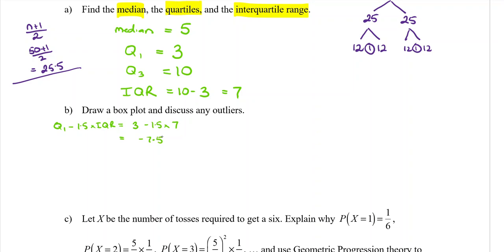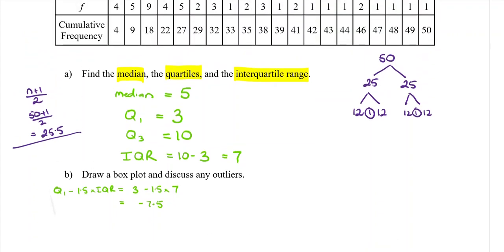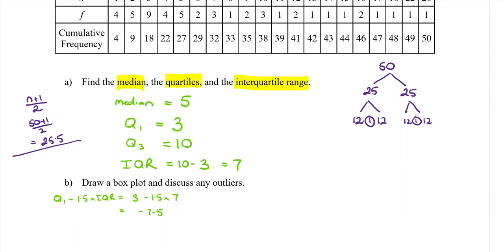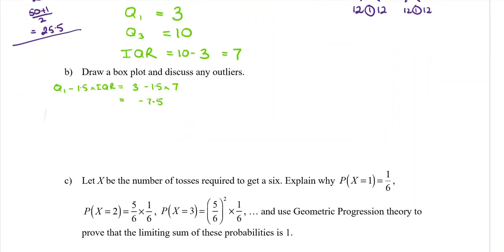Minus 7.5, is that right? Okay, good. So that would mean any score below minus 7.5 is going to be an outlier. I don't have any scores below minus 7 because it's not possible to throw something a negative number of times. So I'm not going to have any outliers on the lower end. Go to the higher end.